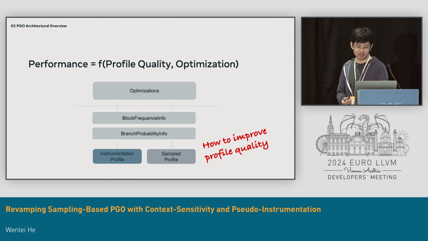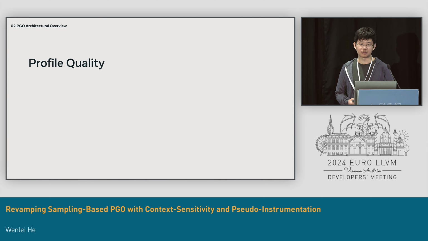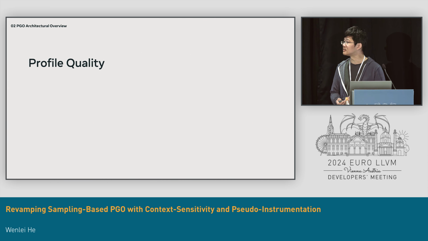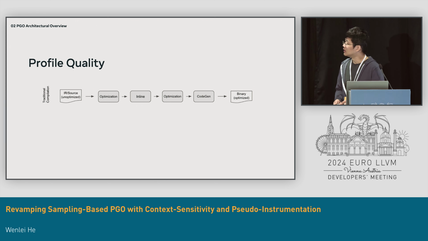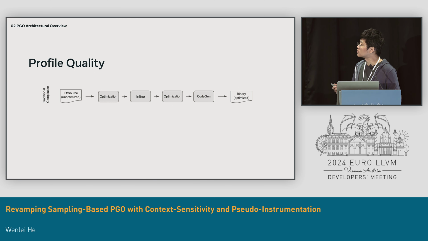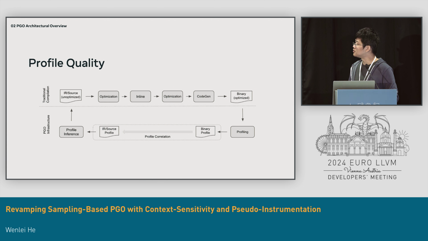quality for sampling-based PGO. In order to improve profile quality, first let's look at what things actually cause profile quality to degrade. Let's start with a traditional compilation pipeline. We have source code going through a bunch of optimizations, and at the very end, we generate a fully optimized binary. Now, if we apply PGO on top of that, we would get a profile on the fully optimized binary. In order for that profile to be consumable by the compiler, we need to map that profile back to a profile on an optimized IR. This is a process we call profile correlation.